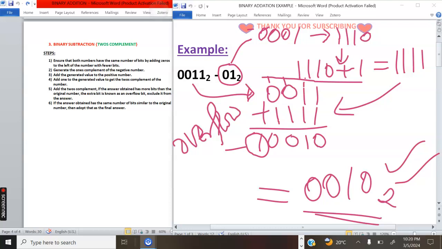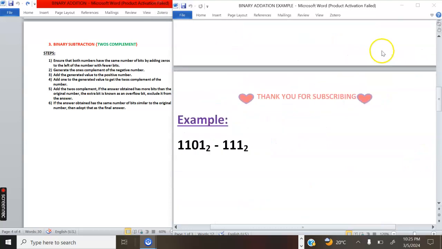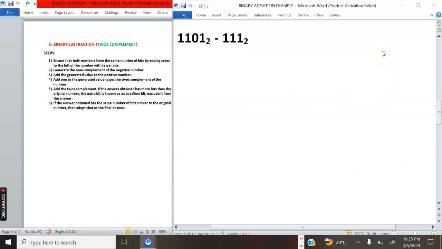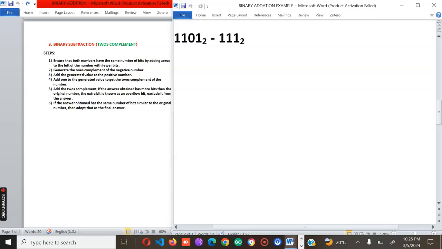Okay, let's do our example number 2 so that you can get conversant on how to do the whole thing. Our example number 2 is 1101 base 2 minus 111. Remember the rules? If the bits are less, you add. So for the negative one, I will add a 0.